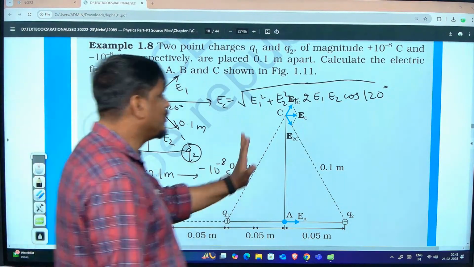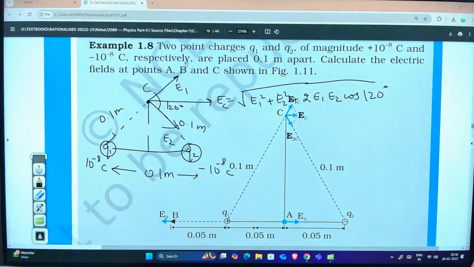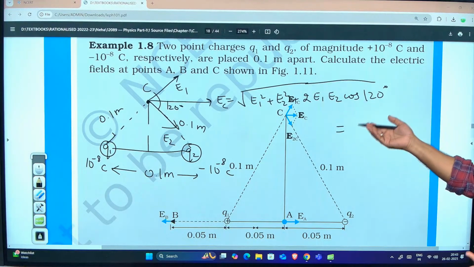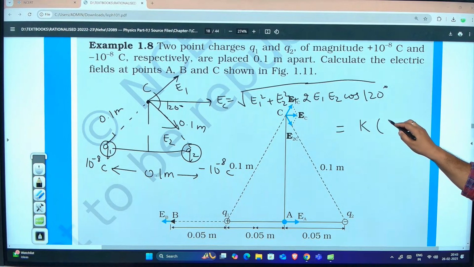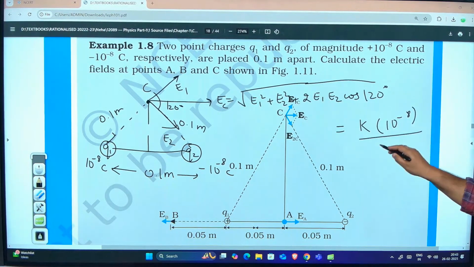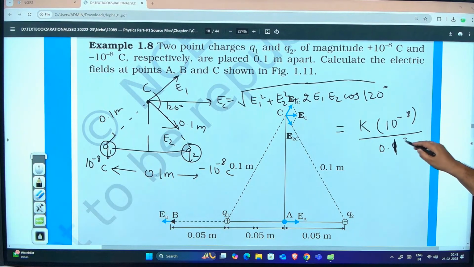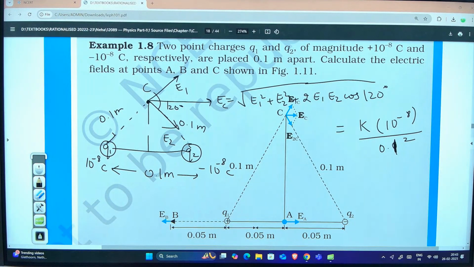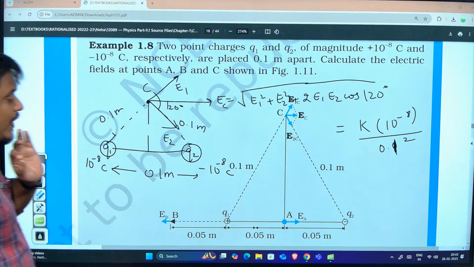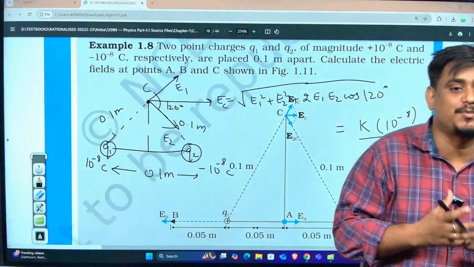And both are of the same magnitude. E square plus E square minus E square, so it gets cancelled, root over E square, which is E. So finally the answer is going to be E. E is how much? K into Q, which is 10 to the power minus 8 divided by 0.1 square. Solve, you'll get the answer. Simple question it is. Any 9 into 10 cubed, sir? Maybe, whatever. Is it clear to you? Everybody is understanding this? You are dealing with some complex problems of this first chapter.